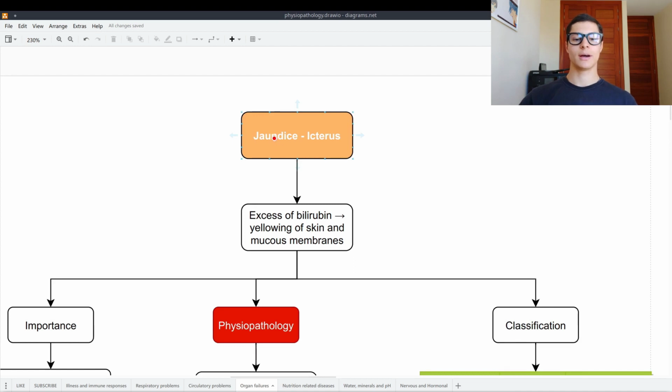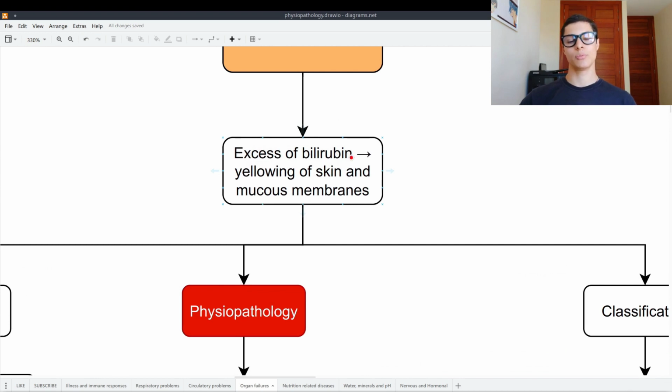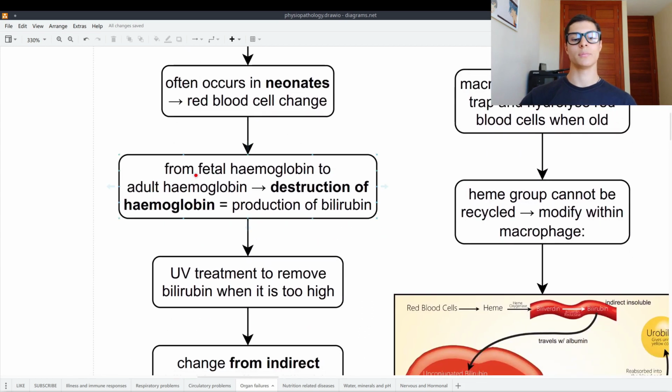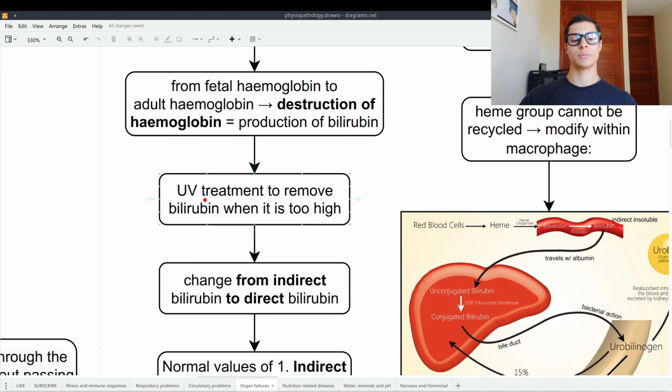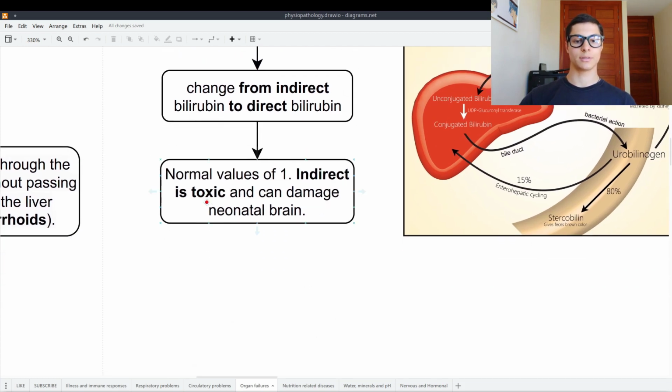So now let's take a look at jaundice or icterus. It is the excess of bilirubin, and bilirubin causes a yellowing of skin and mucous membranes. The importance of it is that it often occurs in neonates because of the red blood cell change. They go from the fetal hemoglobin to the adult hemoglobin. Therefore, there is a destruction of hemoglobin and a production of bilirubin. The treatment to remove the excess of bilirubin is using UV light, and this changes the indirect bilirubin to the direct bilirubin, because the indirect is the toxic one and can damage the neonatal brain.